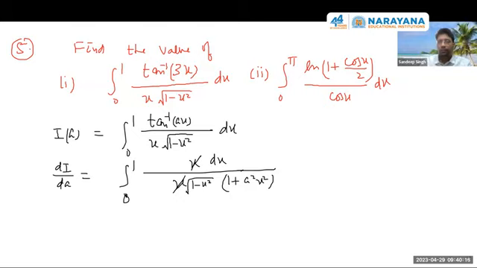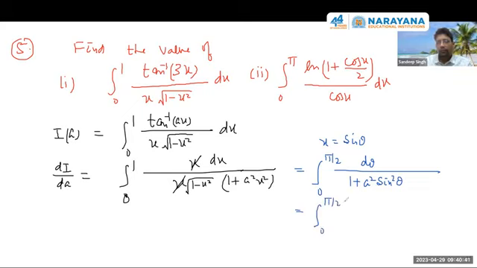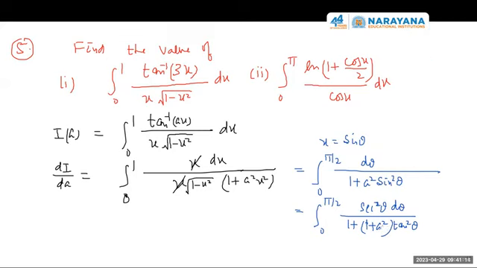How will you integrate? Sir, put x equal to sine theta. So if we put sine theta, cos theta d theta will get cancelled, right? So d theta remains on top, and what remains in the bottom? Do you know how to integrate this? Yes, by converting into sec theta, right? So what will it become? Please check whether I have written it correctly or not. Is it all right?